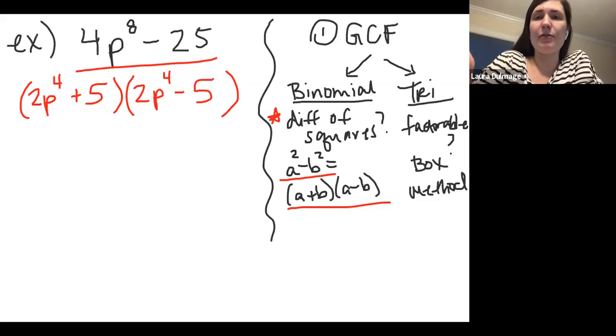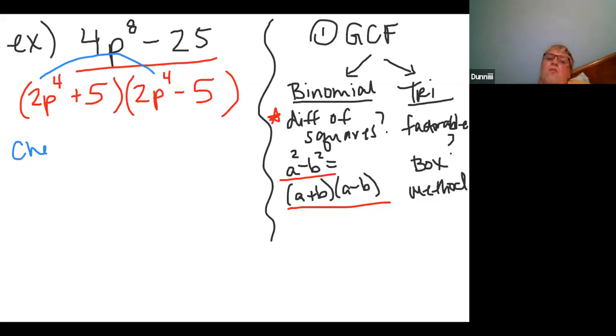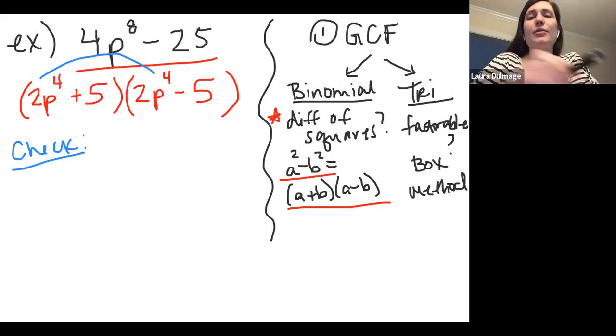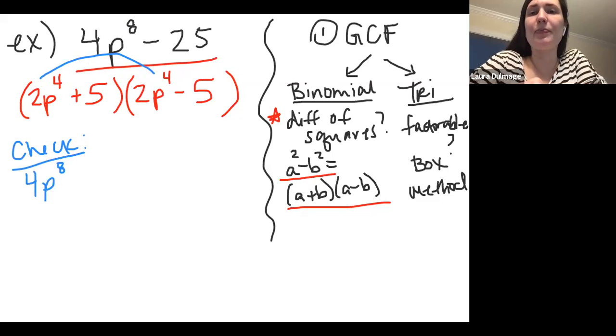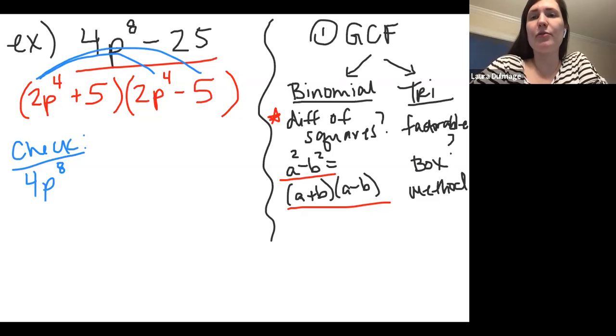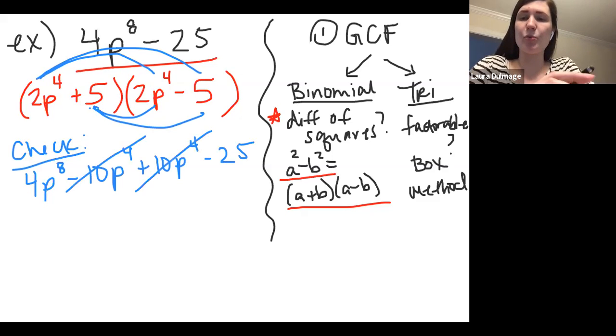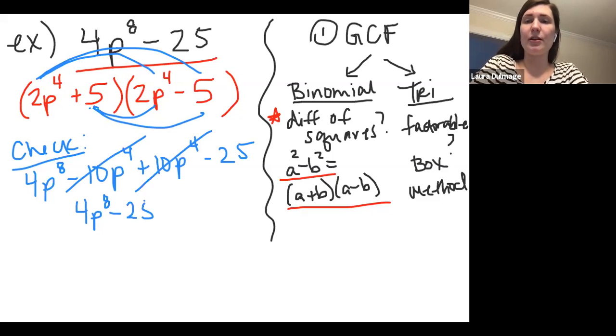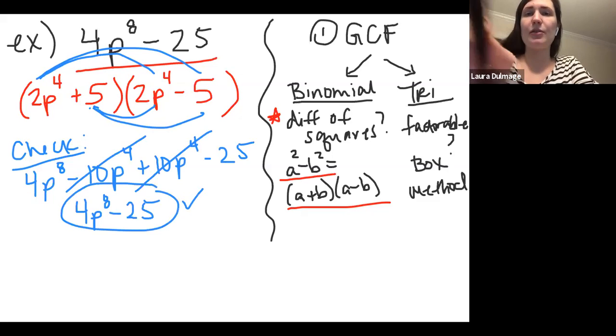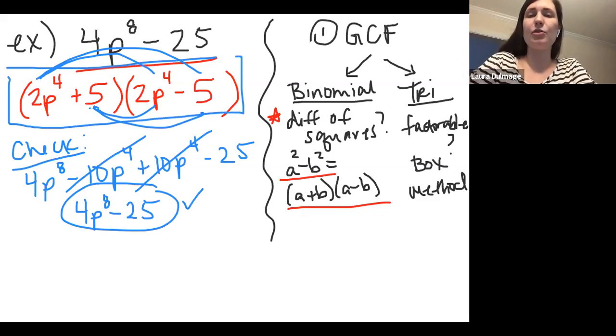So if you FOIL this out, if you multiply this out to check, we'll have 2p to the 4th times itself, which is 4p to the 8th. Then we'll multiply 2p to the 4th times minus 5, which is minus 10p to the 4th. Then we multiply here. That's a positive 10p to the 4th, and this is a minus 25. The O and the I terms cancel because they're the same, but just one was plus and one was minus. So we were left with our original, which is why that shortcut called difference of squares works. Okay, so this is our final answer up here. 2p to the 4th plus 5, 2p to the 4th minus 5.